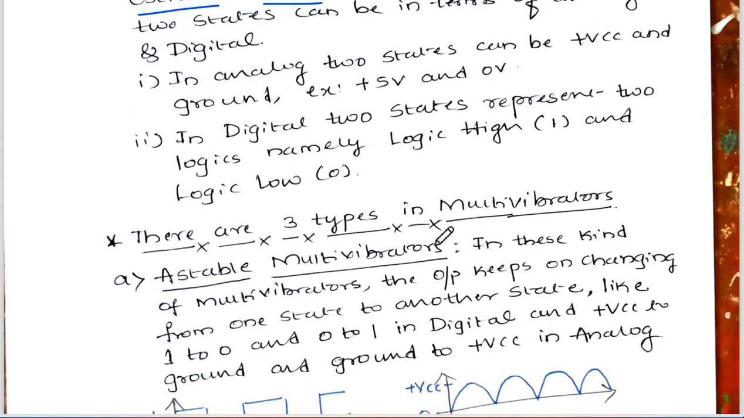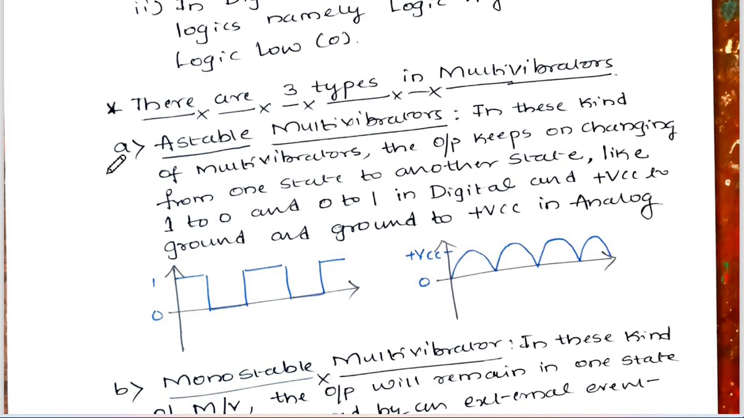Okay, so there are three types of multivibrators. First one is astable multivibrator. In these kinds of multivibrators, outputs keep on changing. So if it is at state 1, it will be 0 and again back to 1, 0. It will keep on changing from one state to another state, like 1 to 0 or 0 to 1 for digital, or something like 0 to VCC and back to 0, 0 to VCC in case of analog.